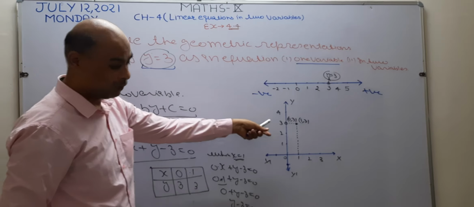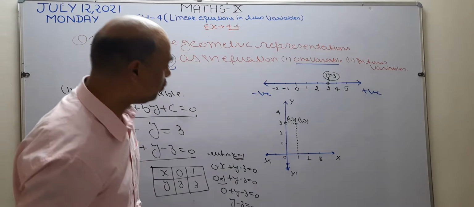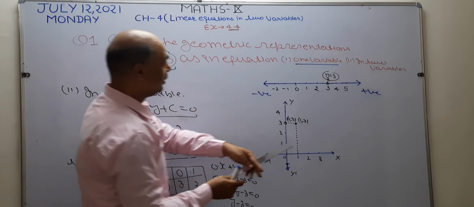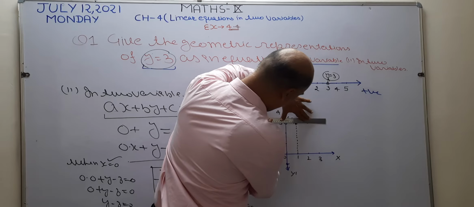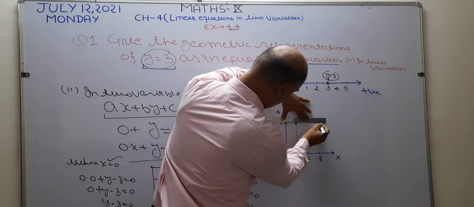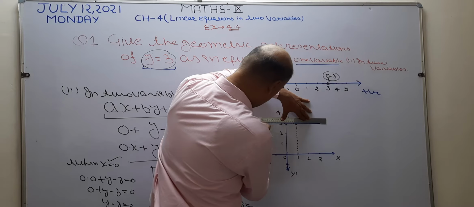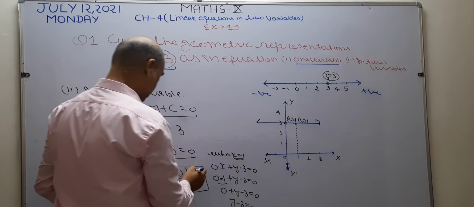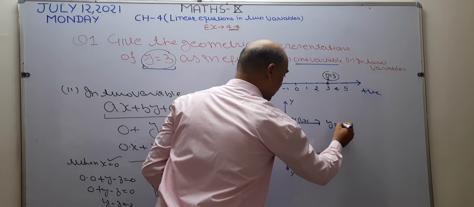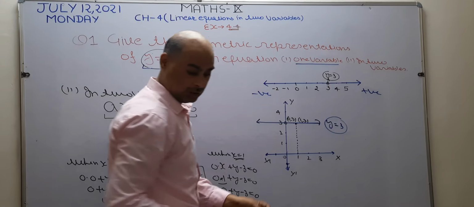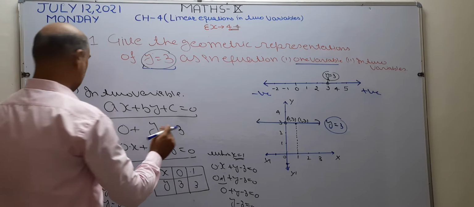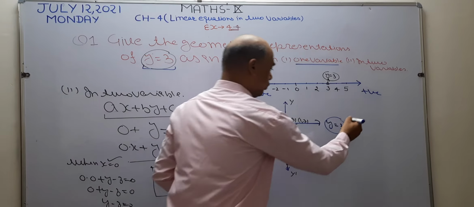Now 2 points are there. Now I want to join these 2 points. When I join these 2 points, this is the required graph of the given equation. So this is the graph line of whose equation? Y equal to 3. When we represent y equal to 3 on the graph, this line is going to show.